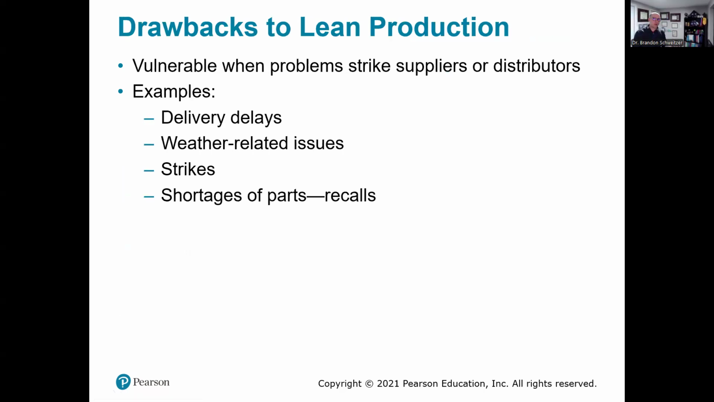The drawbacks to lean operations is that sometimes it leads to delivery delays. There might be weather-related issues that impact our supply chain. Strikes can occur where the employees have been unionized and they go on strike because they want higher wages or whatever. There might be shortages of parts or recalls even of parts. So these are some drawbacks to lean production because we don't have extra parts sitting on the shelves.